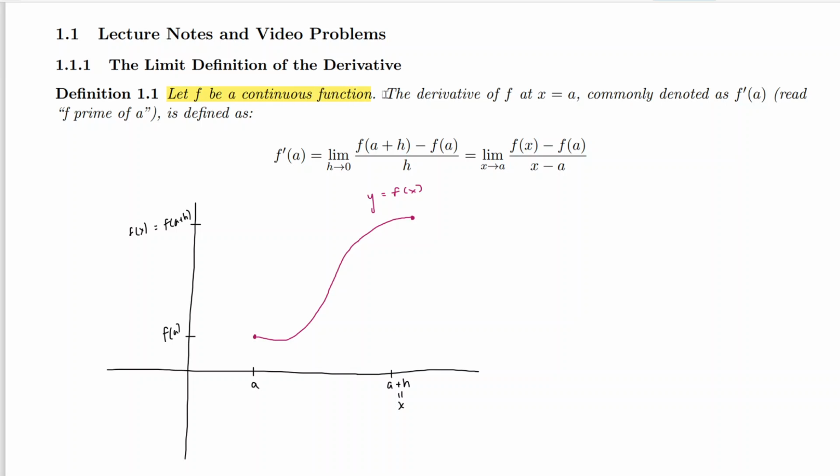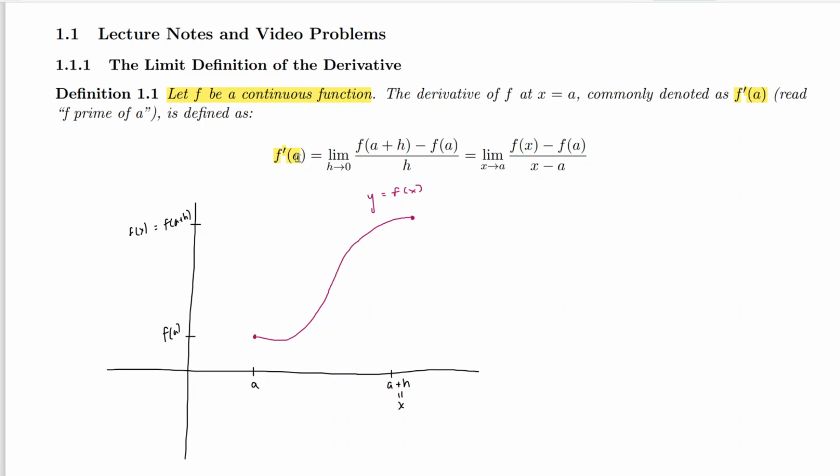Well, a requirement for a function to have a derivative is to be continuous. If your function is not continuous, then there is no derivative, at least at the point where it's not continuous. So keep that in mind. That is a requirement. The derivative of f at x equals a, which is commonly denoted as f prime of a. It looks like f with an apostrophe in the power, pretty much exactly what it looks like. You read it as f prime of a, and it's defined as the following.